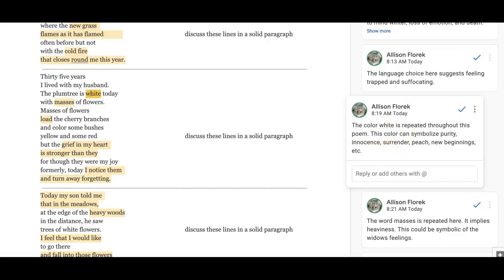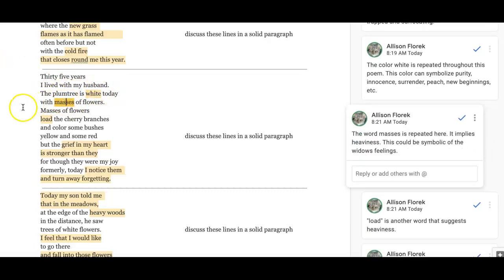And obviously, we see the color white taking on many different meanings throughout literature and throughout different stories. So again, decide and think through why the poet may have chosen to use the color white here. We also see language here that says the plum tree is white today with masses of flowers. And then it repeats, masses of flowers load the cherry branches. Now, the word masses and then the word load here seems to suggest a heaviness. And so maybe these words could potentially be symbolic of the heaviness or the longing the widow feels for her dead husband.